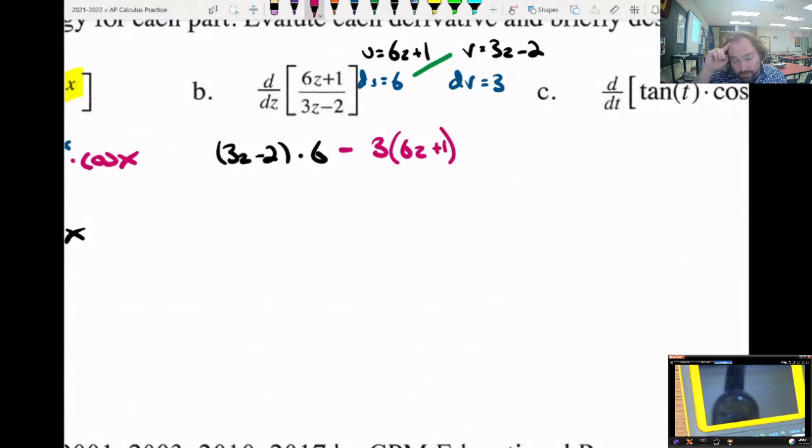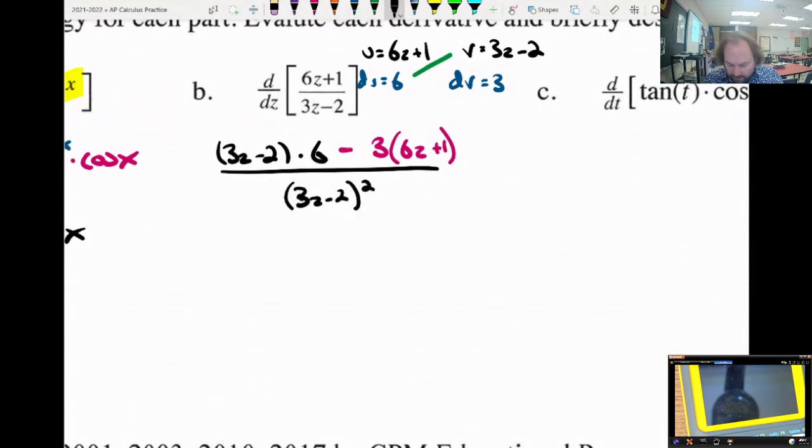So the derivative will be the original bottom, 3z minus 2, put that in parentheses, times the derivative of the top, which is just 6. That's these two right there. And then the next thing, minus the derivative of the bottom times the original top, 6z plus 1. I guess I'm changing the order around just to make it a little simpler to evaluate later on. And on the bottom, you're going to have 3z minus 2 squared.